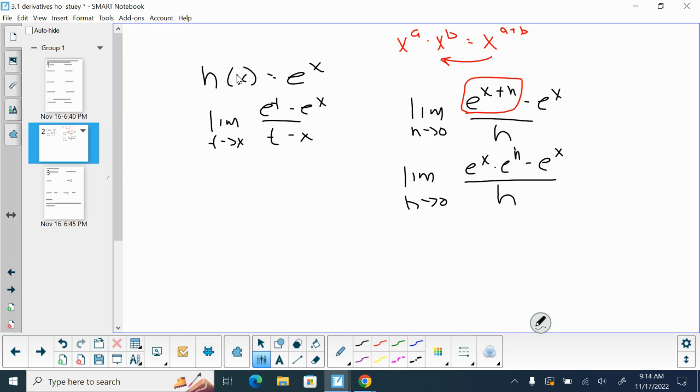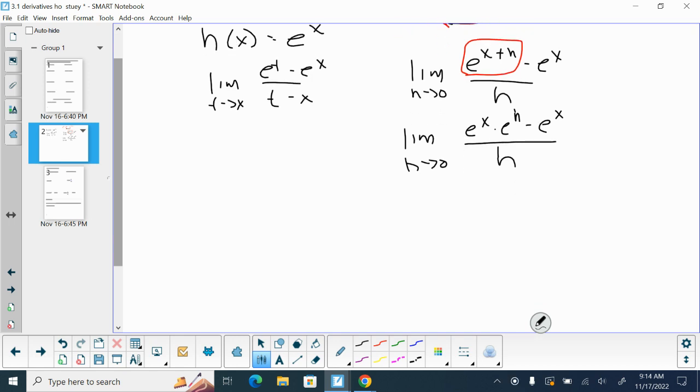All we're doing is utilizing this property and going back in reverse. Okay, I have two exponents that are being added, I can separate them. But now if we take a look, it still doesn't really help us out too much. But if I look at what we have on top, I have a common factor between these two terms of e to the x. So we can factor out the e to the x. So what we're left with is e to the x times the quantity of e to the h minus 1.